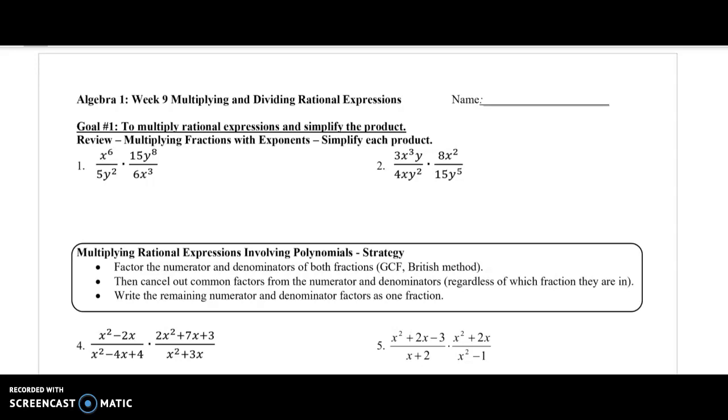Okay, so the first thing we are going to do is a little bit of a review. It's multiplying and dividing fractions with exponents. I'm sorry, dividing and multiplying with exponents. I'm having a brain fart there. We're going to simplify each of these, kind of re-up on some of our rules with exponents, that way when we move on to the stuff below, we have a good idea of it.